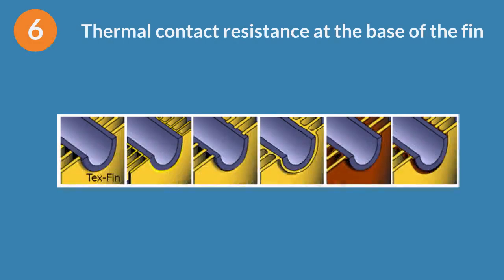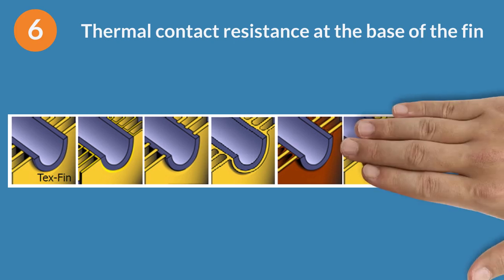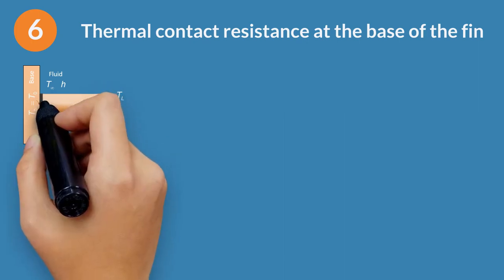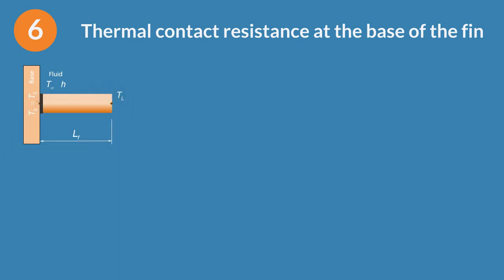As shown in the figure, there are many ways of joining fins to a surface. In fin theory, we have assumed that there is no discontinuity at the fin base. However, depending on the type of joint, the thermal contact may not be perfect.